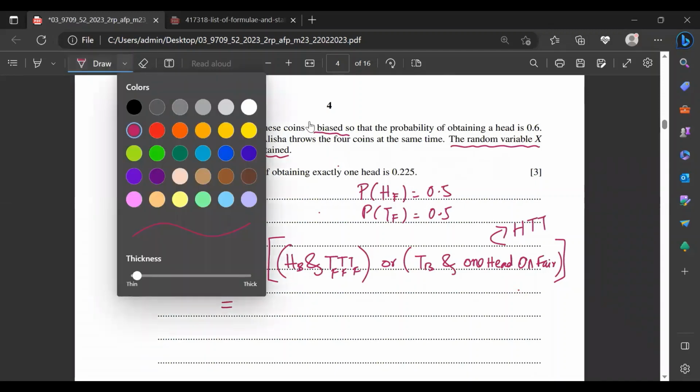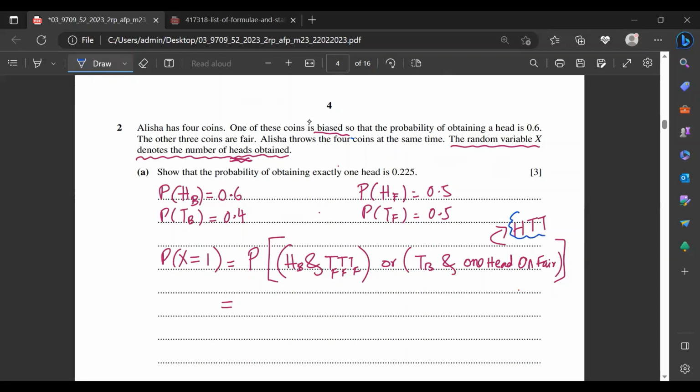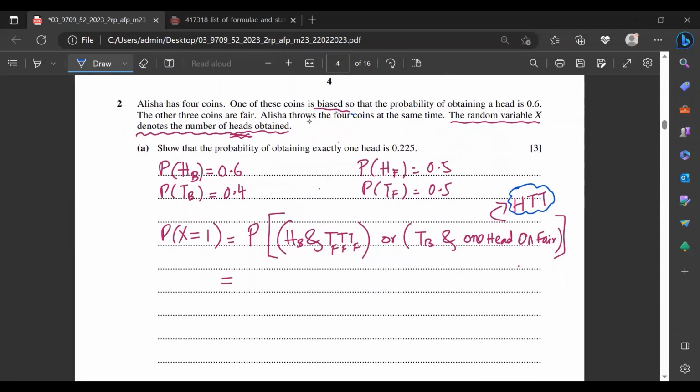One important thing we must notice here is that head and tail can be in any order. It can be head, tail, tail; tail, head, tail; or tail, tail, head. So we need to cover all the cases. For the first, head on the biased is 0.6, and means multiplication, and tails on the fair: 0.5 multiplied by 0.5 multiplied by 0.5, that is 0.5 to the power 3.